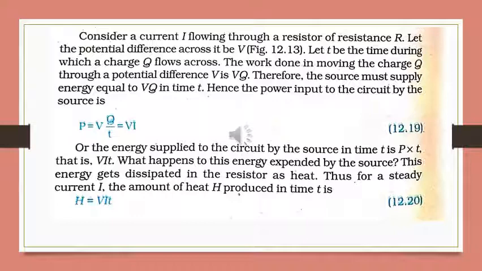Hence the power input to the circuit by the source is P equals VQ upon t, that is VI. The energy supplied to the circuit by the source in time t is P into t, that is VIt. What happens to this energy expended by a source? This energy gets dissipated in a resistor as heat, and thus for a steady current I, the amount of heat H produced in time t is given by H equals VIt.